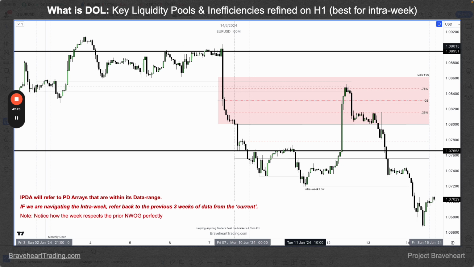And I've just divided that daily fair value gap into quadrants of 75, CE, and 25. Normally, we don't want to see the 75 get hit. It can though, but it needs to have a strong rejection away from it fast, which is what happened here. So that's beautiful, and that forms some sort of breakaway gap. And notice how that beautifully overlapped with the previous new week opening gap here as well. Alright, so that's why the data range is beautiful, because it will remember the look back it's referring to.